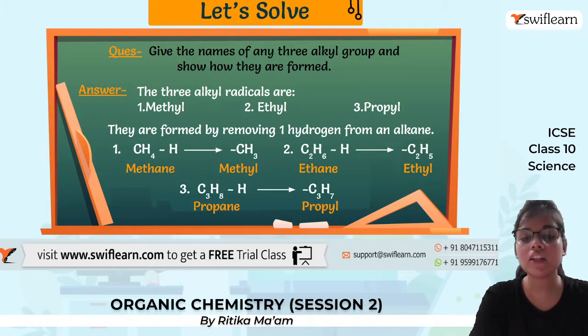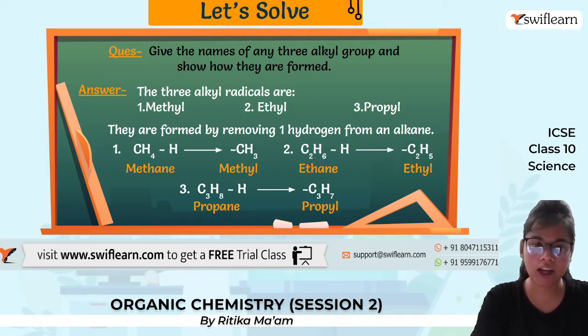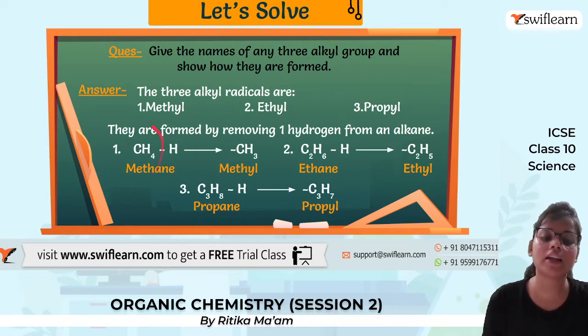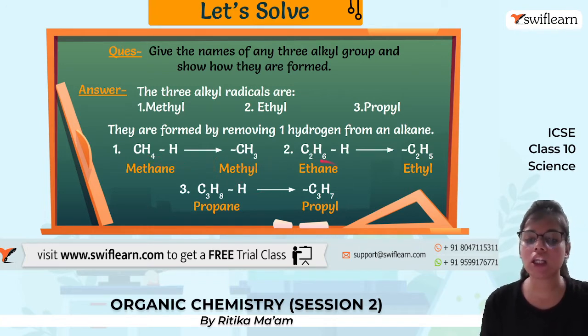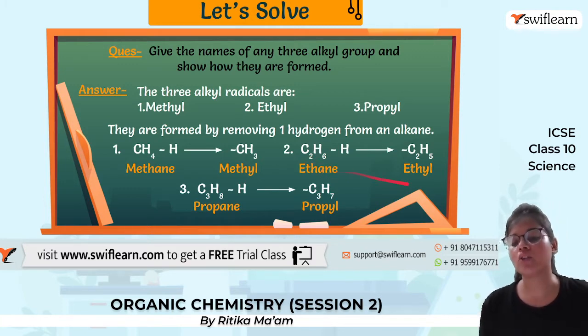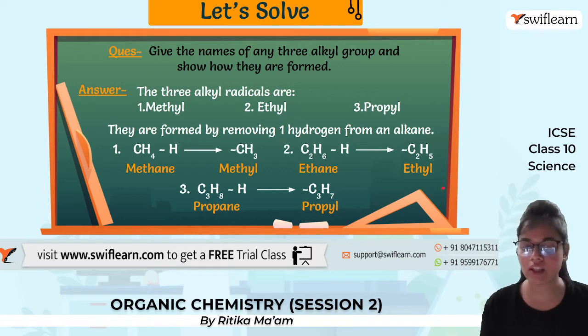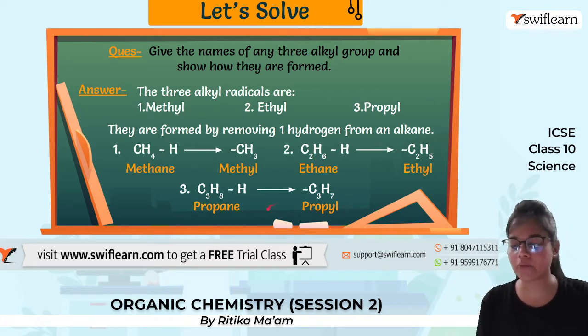Now give the names of 3 alkyl groups and show how they are formed. So we can take the example of methyl, ethyl and propyl. Methane consists of 1 carbon atom and 4 hydrogen. What we need to do is subtract 1 hydrogen atom, so it goes like CH3, which becomes methyl. Similarly ethane is C2H6. If we subtract 1 hydrogen atom, it goes like C2H5, ethyl. And propyl is obtained from propane by subtracting 1 hydrogen atom from it.